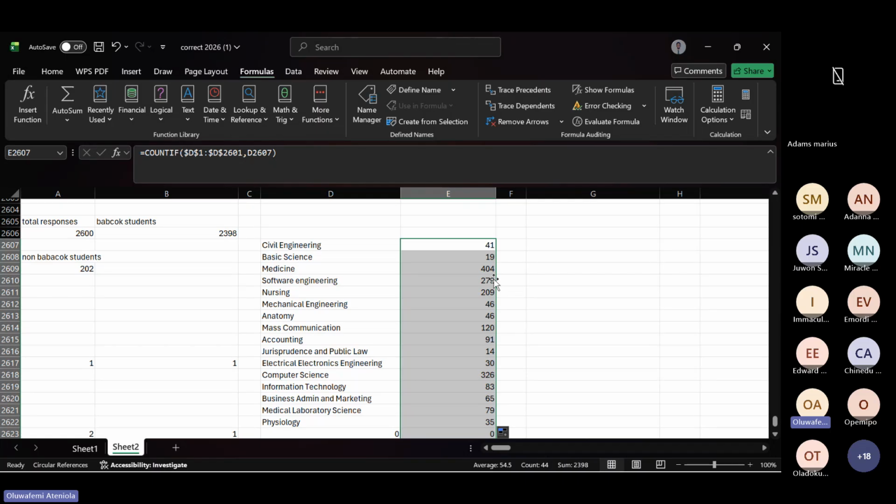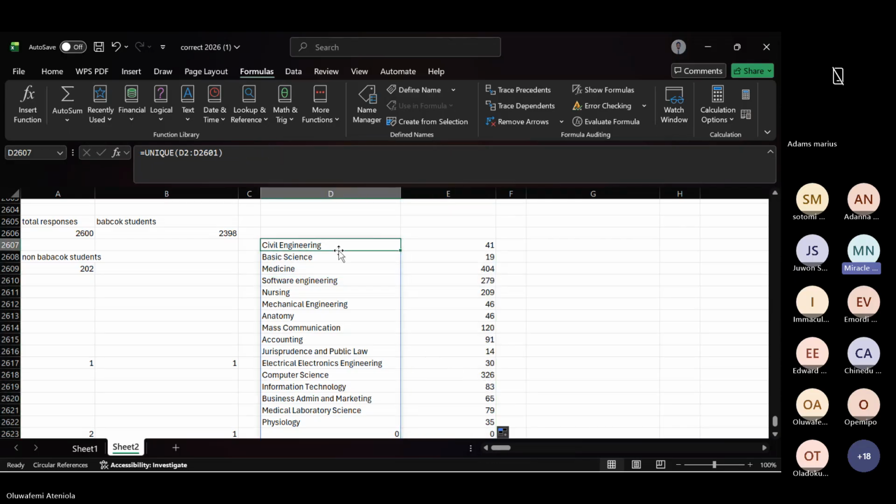Do we have any question on this to wrap up COUNTIF? Yes, go ahead, please. Okay, so I understand the COUNTIF, but for the unique, I'm sorry, how did you copy and paste? Can you recap that copy and paste after highlighting everything? What do you do next?